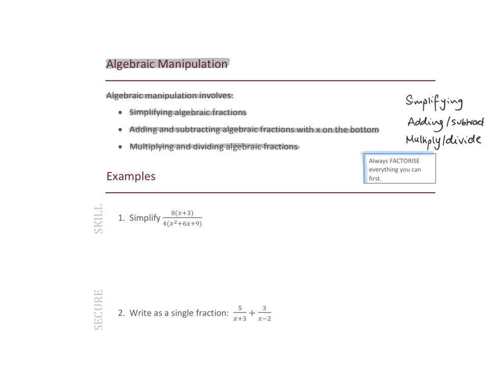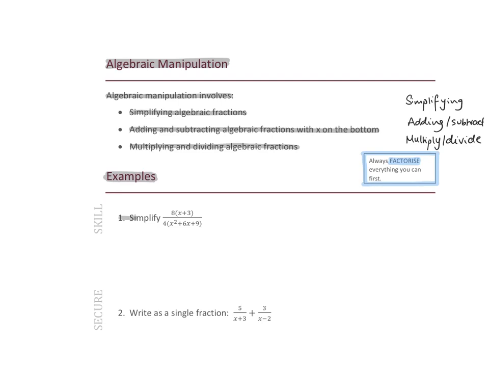And then we have our little blue box here, which says always factorise everything you can first. So we are also going to be consolidating and practicing our factorising, which is a really, really important part of this topic. So they're the notes. Once you've written those down, then what we want is another little subheading for examples. So we've done notes, and then we're going to do examples.